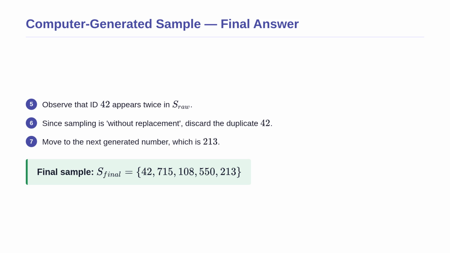The software algorithm automatically detects and discards the second 42. To ensure we still get exactly 5 unique farmers for our study, it pulls the next random number in the sequence, which is 213. Our final valid sample consists of IDs 42, 715, 108, 550, and 213. This is exactly how modern surveys handle the without replacement rule seamlessly.